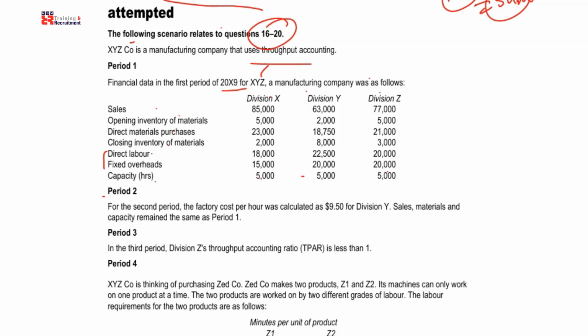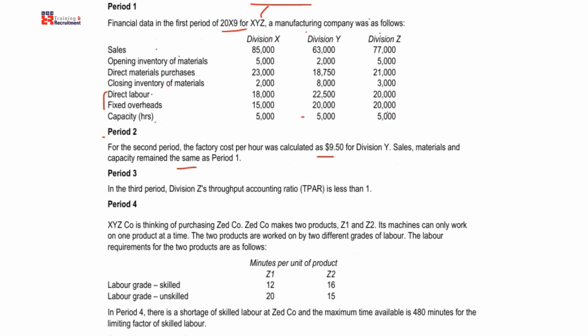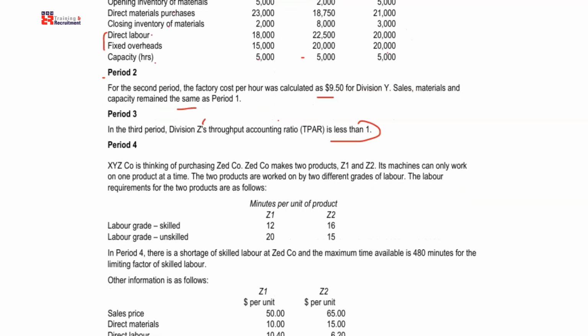For the second period, the factory cost per hour was given. If you get the factory return, you can calculate the throughput ratio. Materials and capacity remain the same as period 1. Period 3, division Z's throughput accounting ratio is less than 1. That means division Z has more expenses compared to the return.